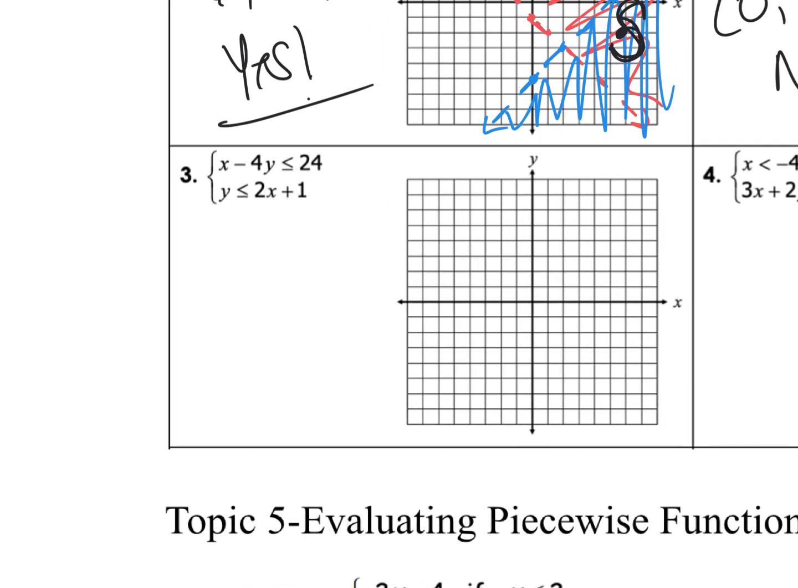All right, number 3. Let's bring a down here and get that one converted real quick. Less than or equal to 24. Subtract x.